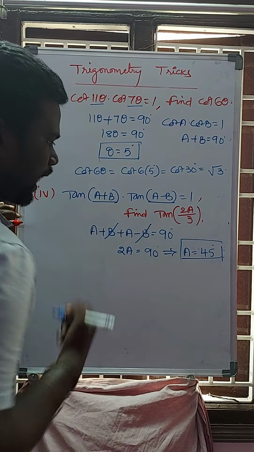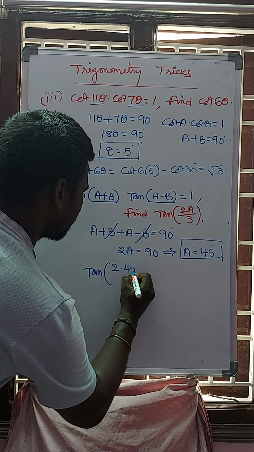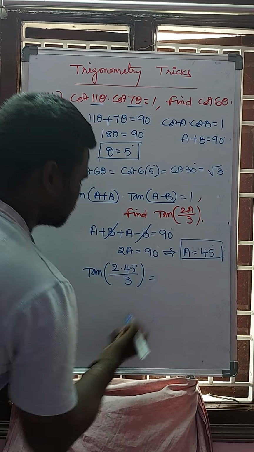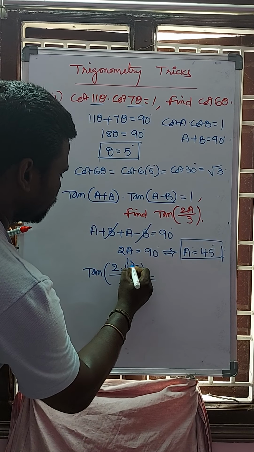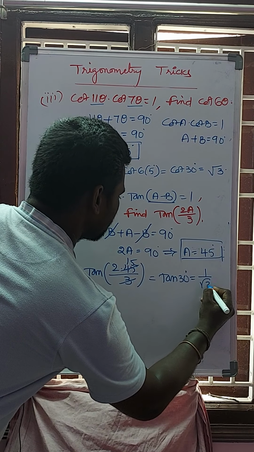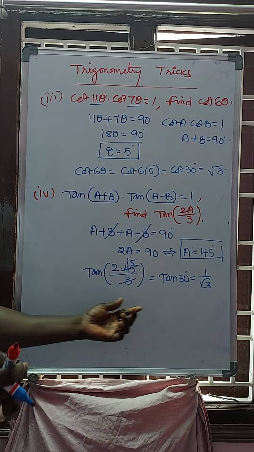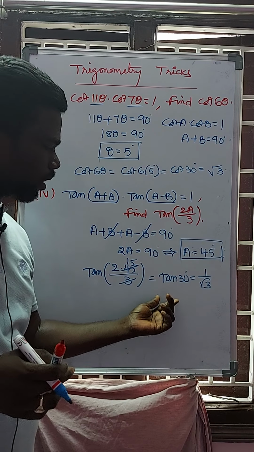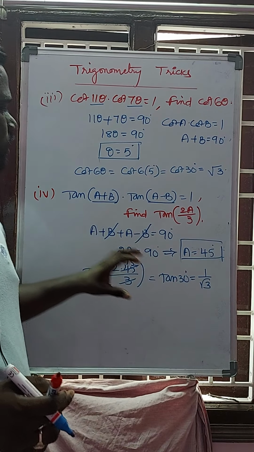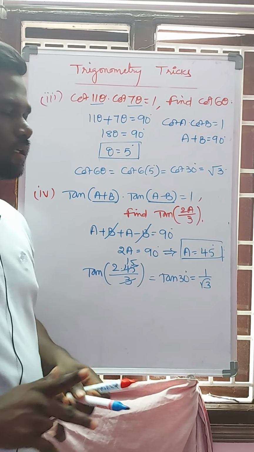And we need to find tan 2A by 3. So tan of 2 into 45 by 3, which is nothing but 3 ones are 3, 15s, tan 30 degrees. So tan 30 degrees is what? 1 by root 3. So this way we will solve the problems on complementary angles. These are the super tricks to solve complementary angles. Okay students, thank you very much.